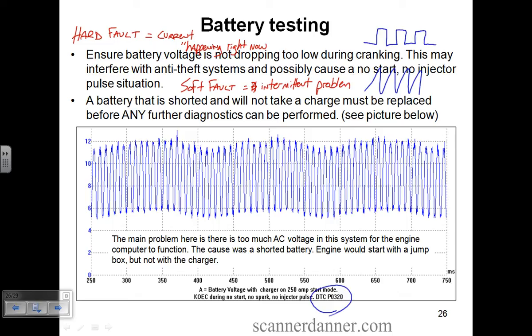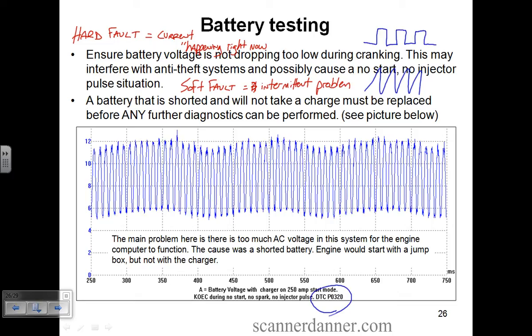And then I think I checked the cam. And that's right, it was going toward a computer problem. Why? Because I had everything I needed. Cam and crank were good. Why isn't the computer doing anything or controlling these coils with this cam crank signal?